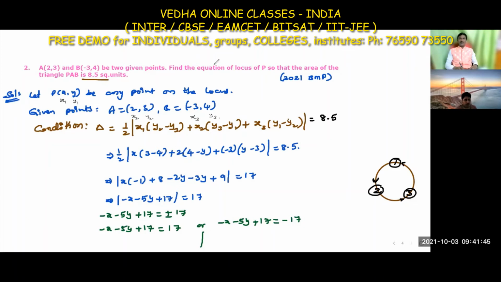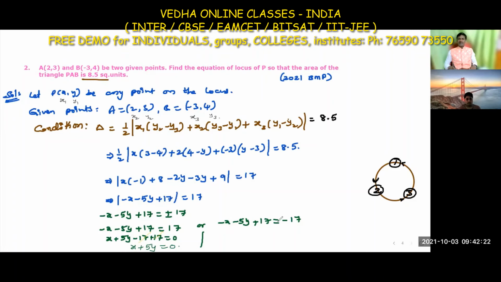Here I am taking all these terms to the right side, then it becomes plus x and plus 5y, and minus 17. Already we have plus 17 on the right side and equal to 0, so 17 and 17 get cancelled. What we get here is x plus 5y equal to 0.